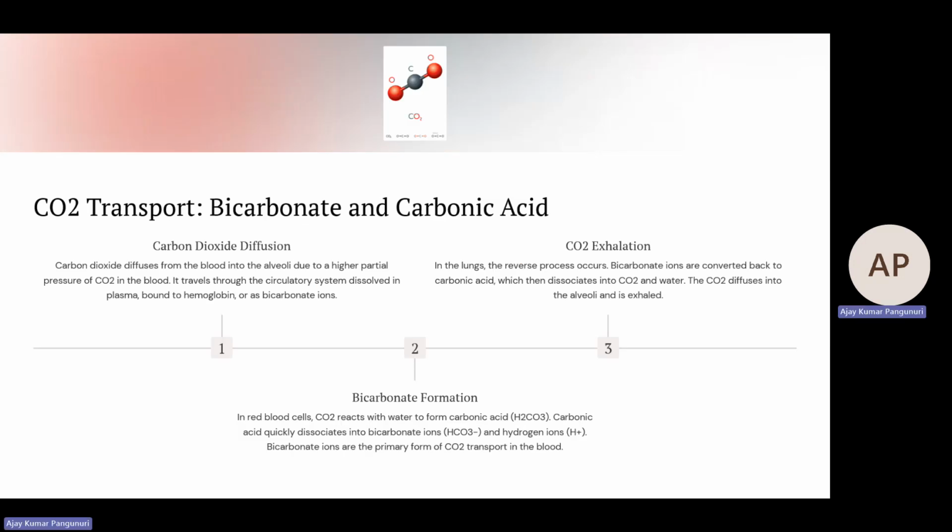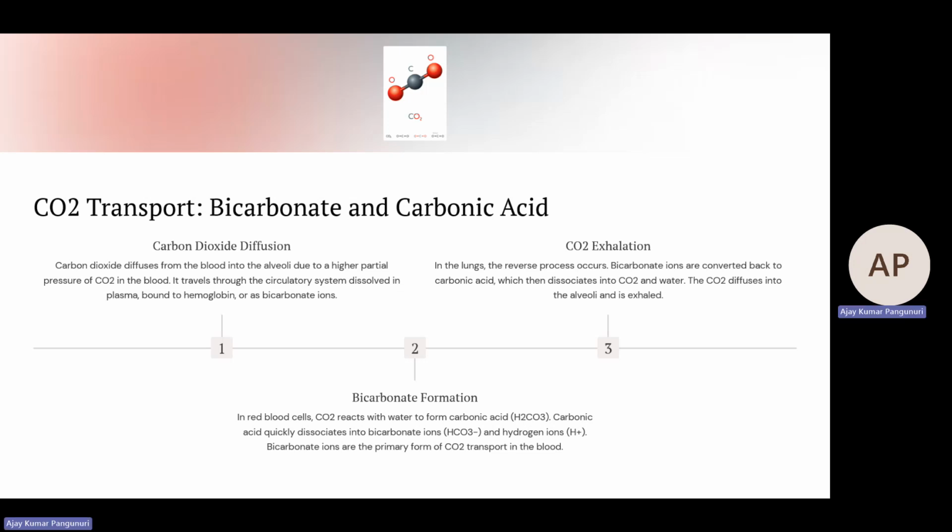CO2 transport, bicarbonate, and carbonic acid. Carbon dioxide diffusion. Carbon dioxide diffuses from the blood into the alveoli due to the higher partial pressure of CO2 in the blood. It travels through the circulatory system dissolved in the plasma, bound to hemoglobin, or as bicarbonate ions. CO2 exhalation. In the lungs, the reverse process occurs. Bicarbonate ions are converted back to carbonic acid, which then dissociates into CO2 and water. The CO2 diffuses into the alveoli and is exhaled.